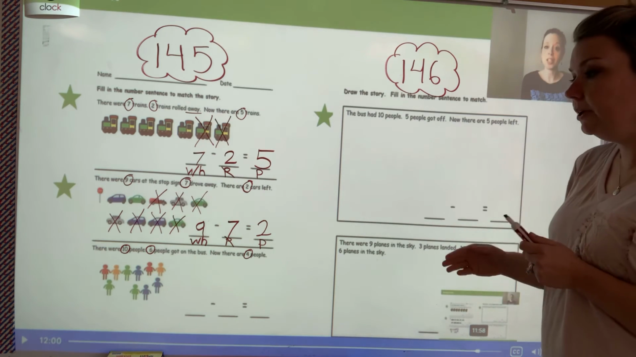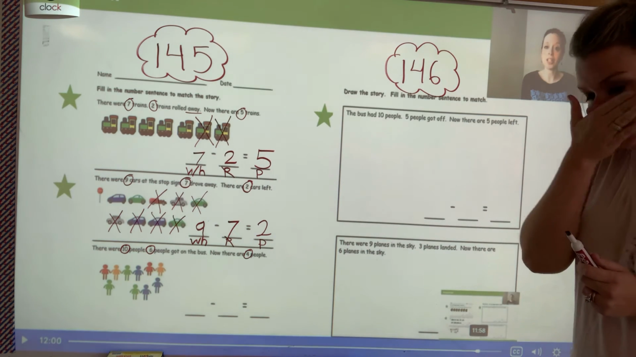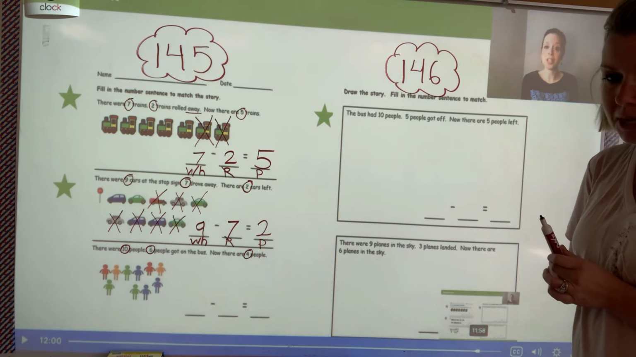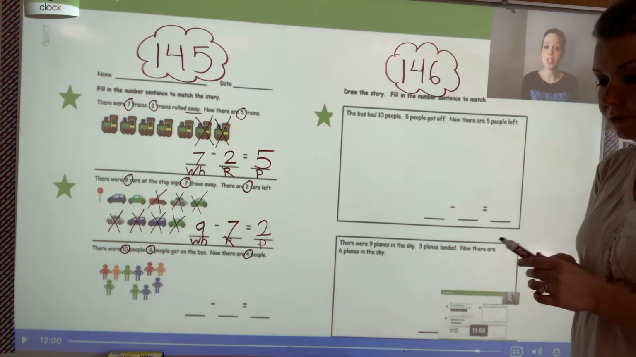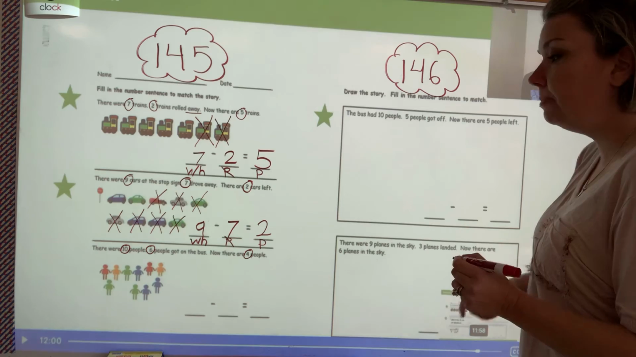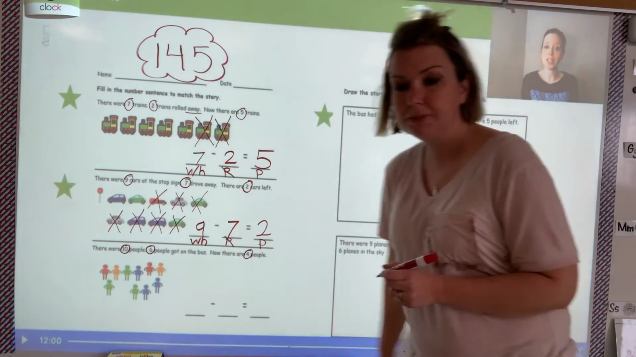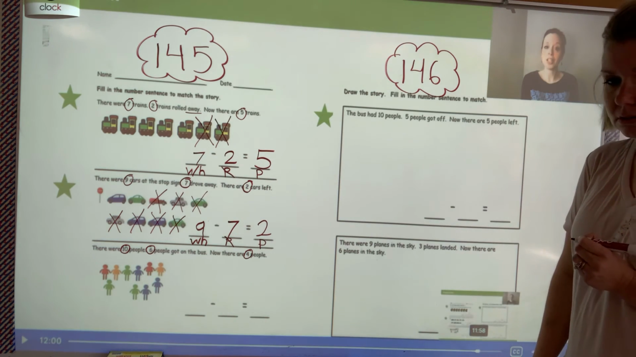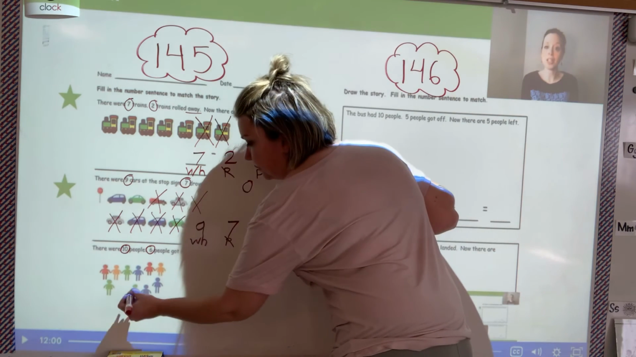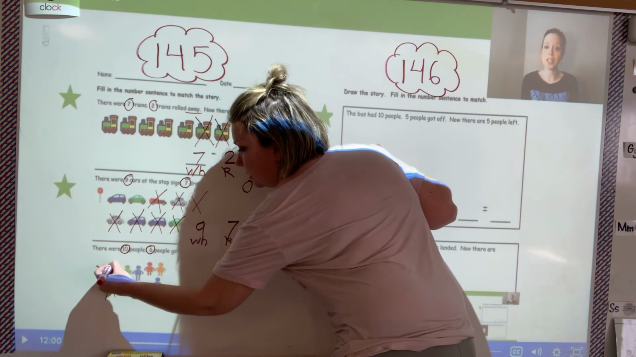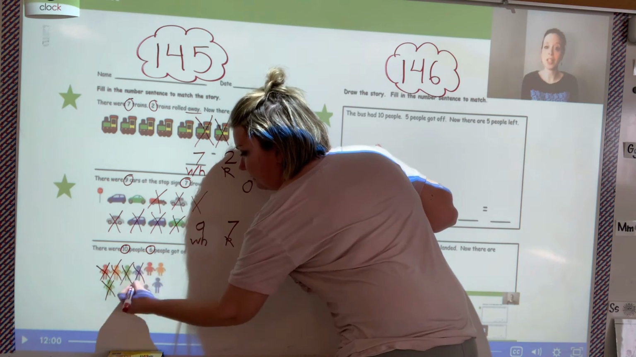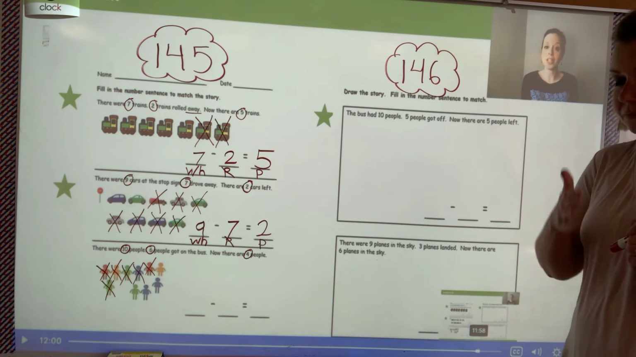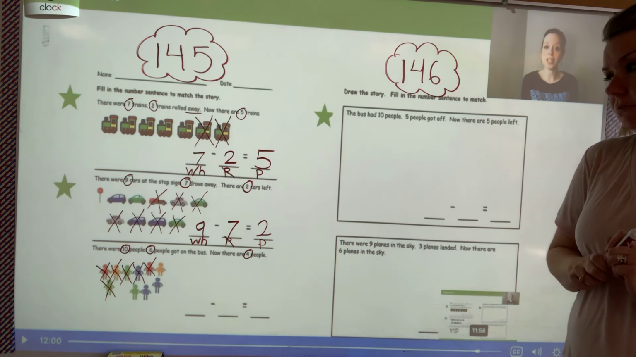Jonyan, what do I need to do to the people in my picture? There were 10 people, 6 people got on the bus, now there are 4 people. You have to write 10. No, before that, what do I do to my picture? You X out 6. I need to cross out 6 people. 1, 2, 3, 4, 5, 6. How did you know to cross out 6, Jonyan? Because it said 6 people got on the bus.